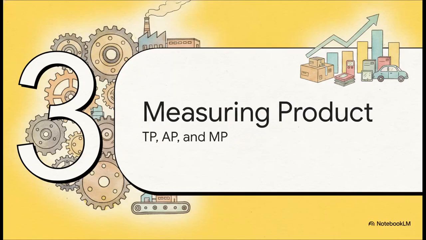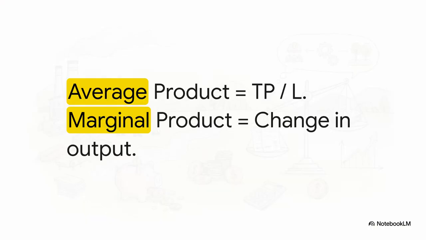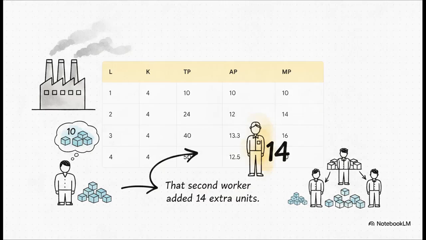Section 3. Measuring product, TP, AP, and MP. First up is total product, or TP. Let's understand this simply. It is exactly what it sounds like. It's the total overall amount of goods your workers produce when you hold your machinery or land constant and just add more variable inputs like labor. Next, we've got two formulas you absolutely have to memorize. Average product, or AP, is your total output divided by the number of workers. Basically, it's what each worker is making on average. Then there's marginal product, or MP, which is the extra output you get by adding just one more worker to the mix.